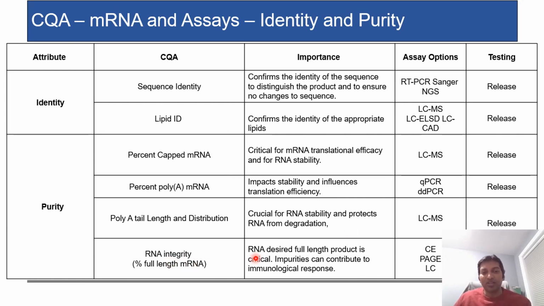Another thing we also look at is the RNA integrity, which is the full length. Is it full length, or does it have extra length or a shorter length? Is it degrading and forming fragments, which can become impurities? These are things we'll look at through capillary electrophoresis, or a regular gel electrophoresis, or liquid chromatography. And these are all release assays, so they have to be pretty critical.